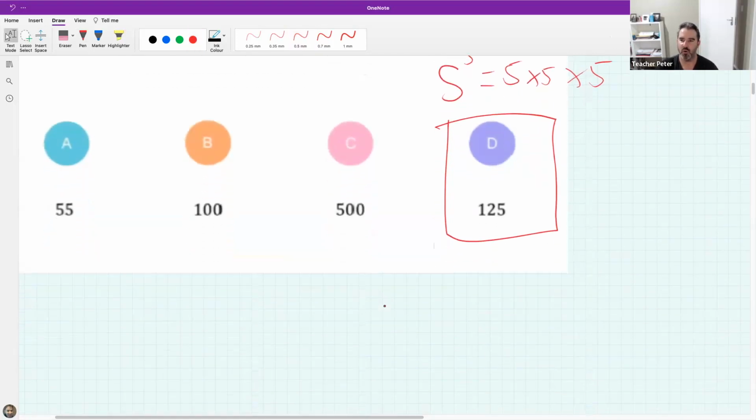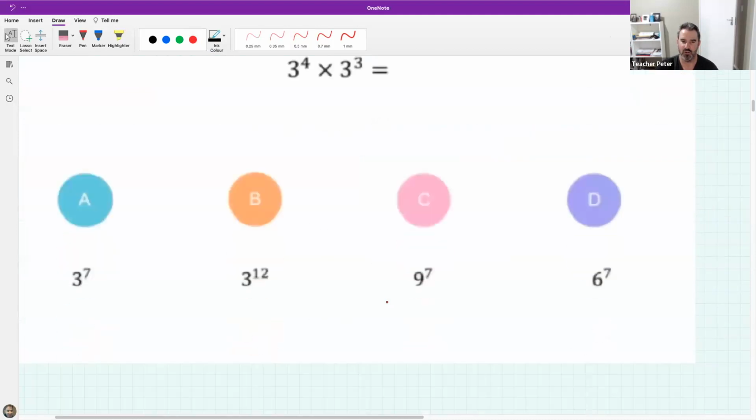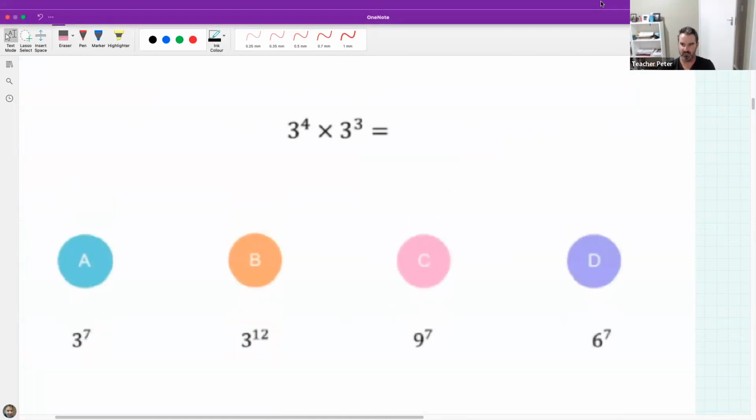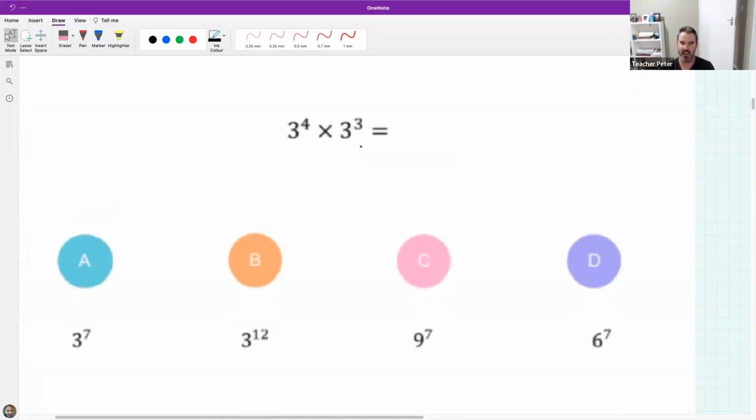Okay. Let's go on. This is very quick. So we're going to go very fast unless we need to slow down. I'm just checking you understand the laws. What's the answer to this one going to be? Okay, when the bases are the same, you simply add the powers. And if you add the powers, you should be getting A as your answer.